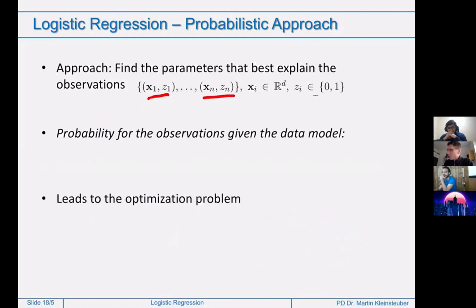Here, xi, as we said, are our input variables, and zi are between 0 and 1. Okay, and so these are our observations. And we assume that the observations are independent.